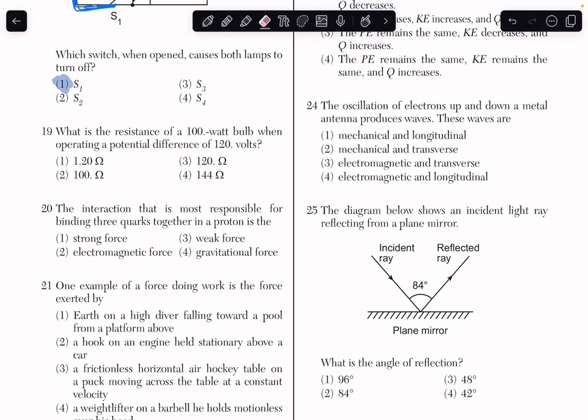What is the resistance of a 100-watt bulb when operating at a potential difference of 120 volts? So, 100-watt bulb. When it says watt, that's when you think of power. So we could look through all the equations for electricity, and we see power equals V squared over R. So our power is 100 watts equals 120 squared over R. And when you do the math, R equals 144 ohms.